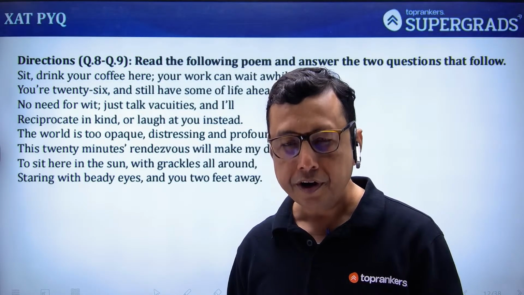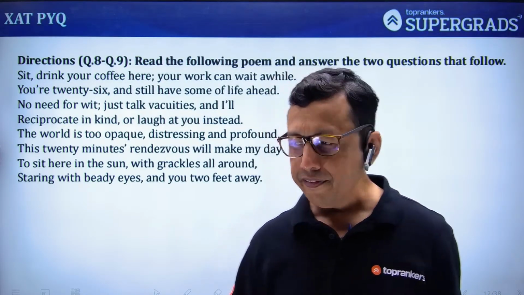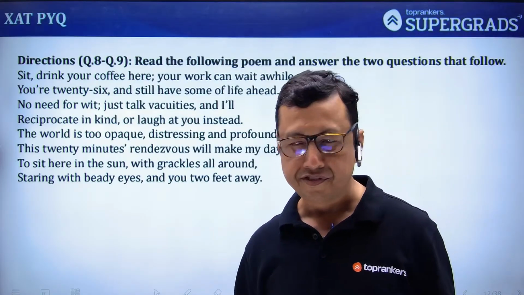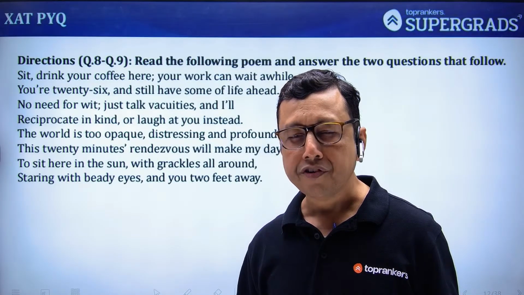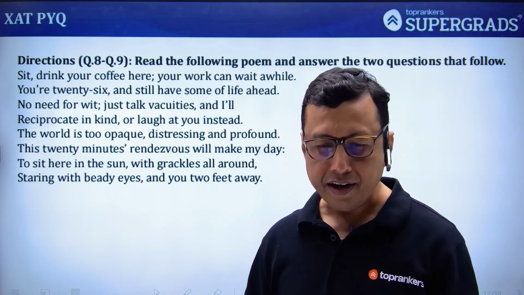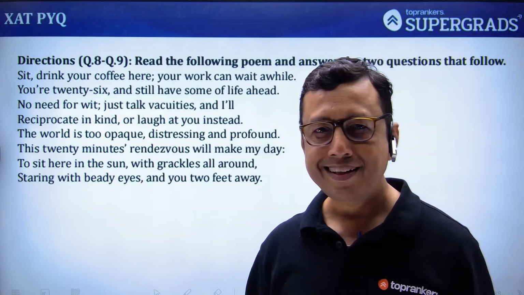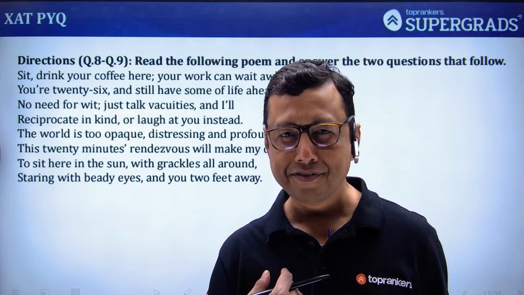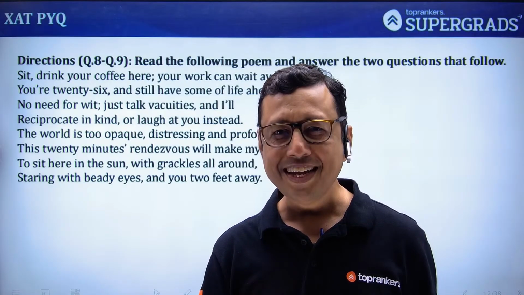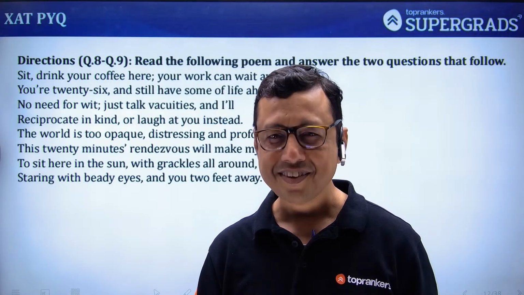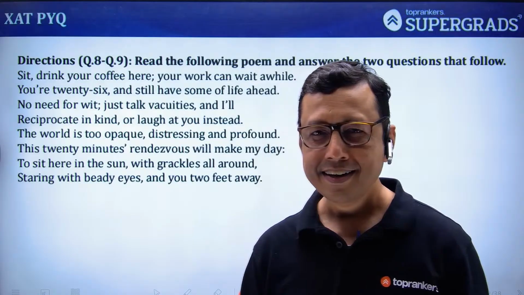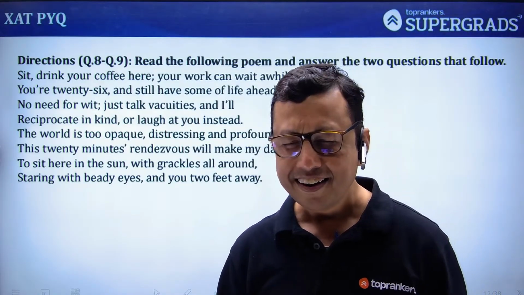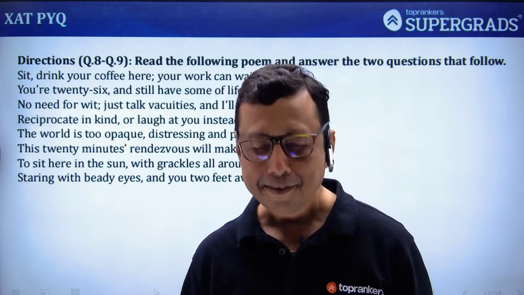This 20 minutes rendezvous is basically a meeting or a meeting place, right? This 20 minutes rendezvous will make my day. In a way, the poet is saying, like it's a second person address. Okay. Talk to me. Hello. Chill, relax for some time. Take a break. Let us have a conversation. Let us have a small talk.